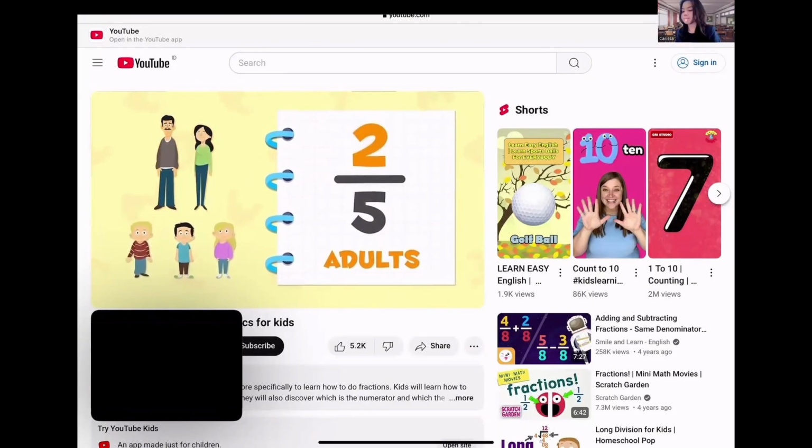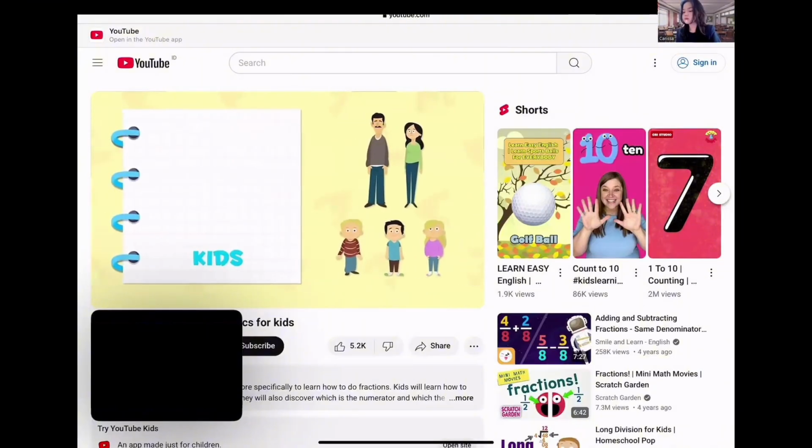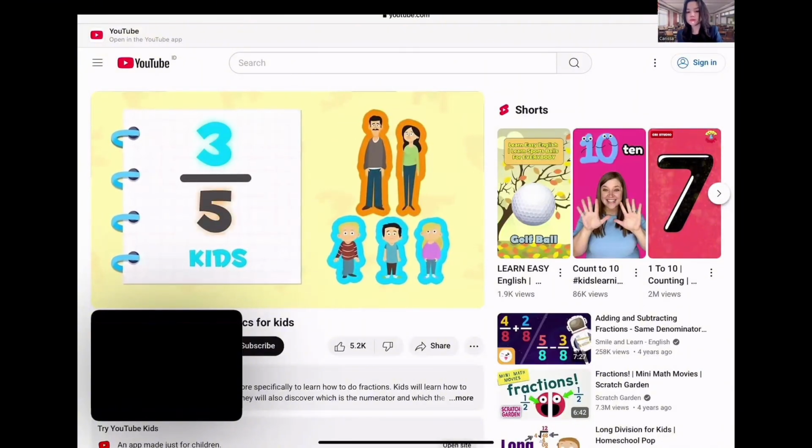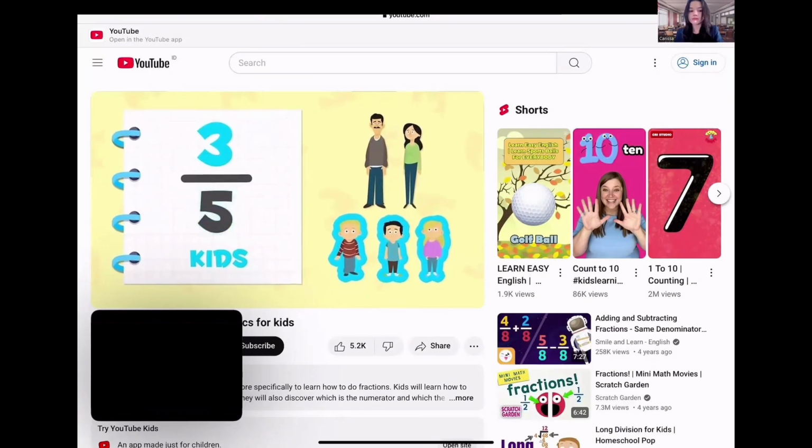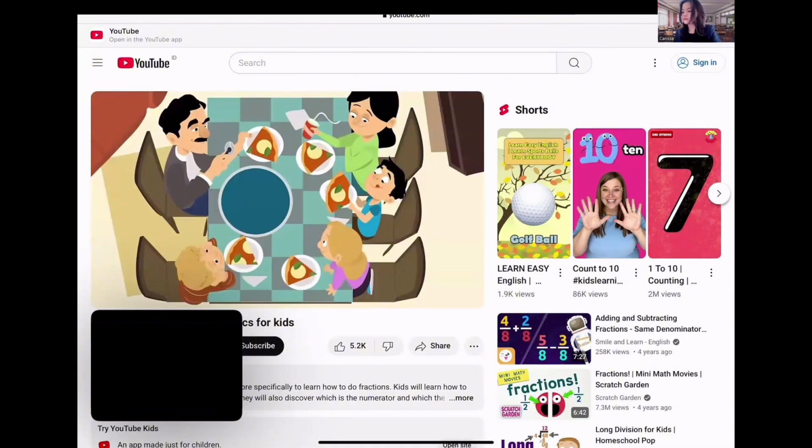Exactly. So, what fraction would represent the number of kids in our family? 3/5. In this group of 5, 3 people are kids. Well done, Anna. 4-cheese pizza, my favorite.